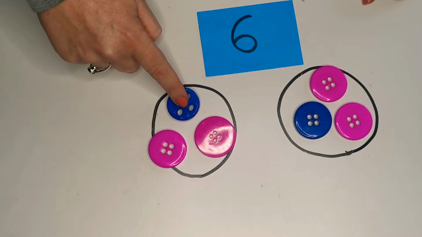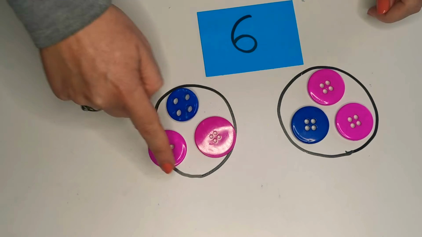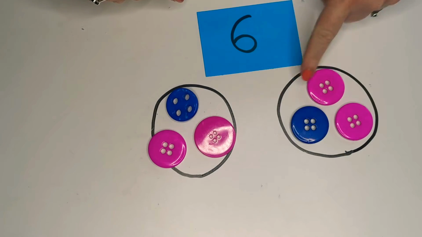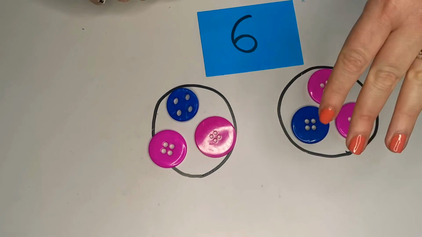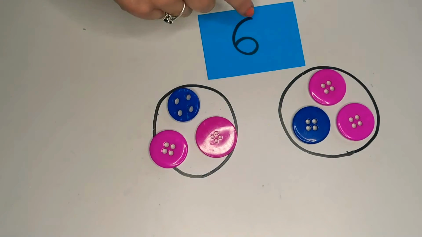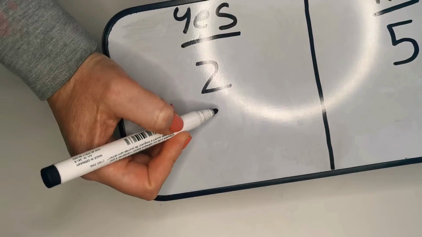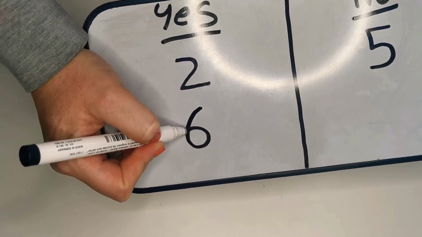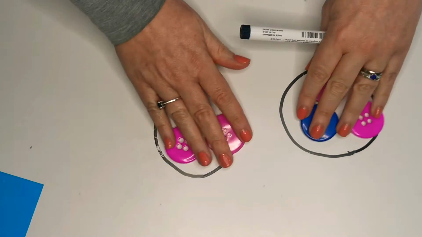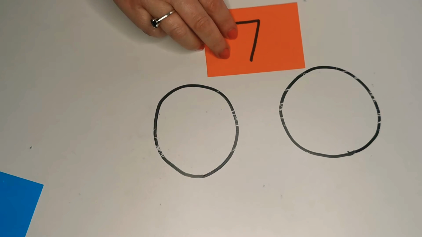1, 2, 3. Got 3 here. 1, 2, 3. Got 3 there. Are there the same number in each group? Yes, you're right. There's 3 in this group, and there's also 3 in this group. That's the same number. That means we can halve 6. So on my investigation table here, I'm going to write 6 under yes because I can halve the number 6. Okay, let's do one more. Throw my counters away. Let's get the number 7 this time.